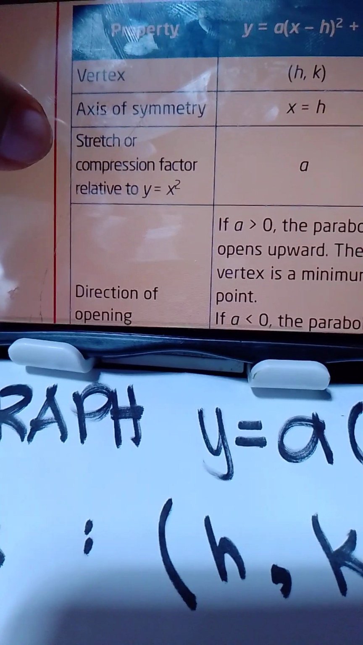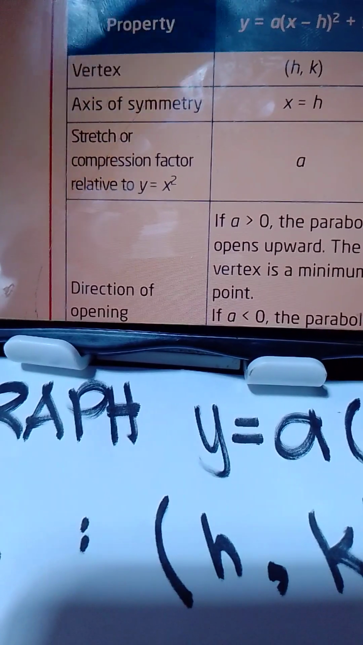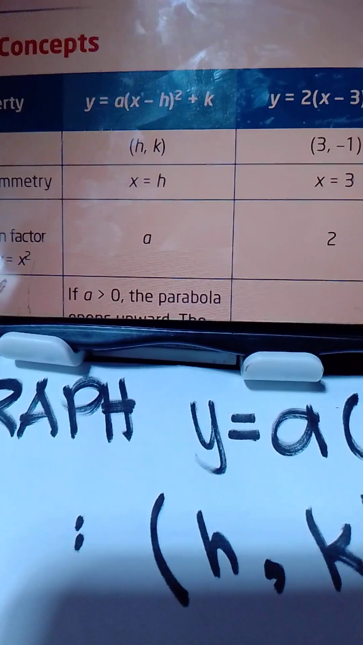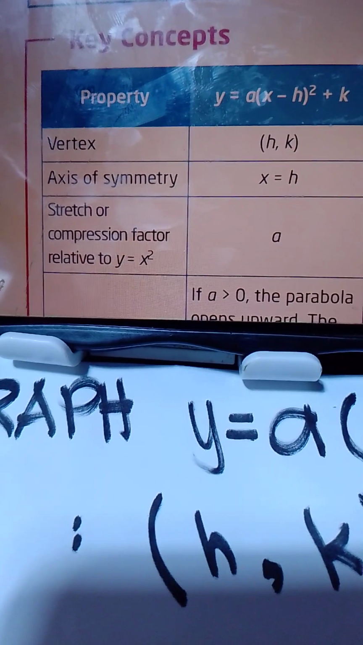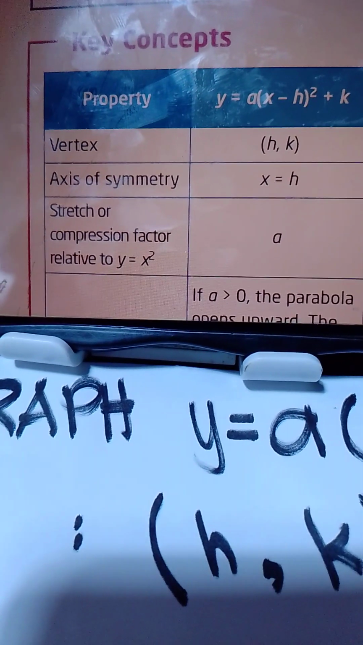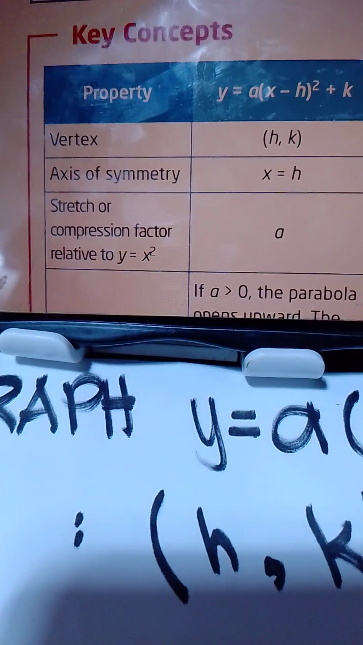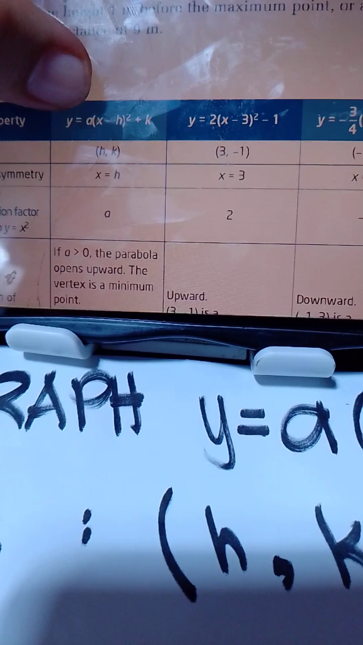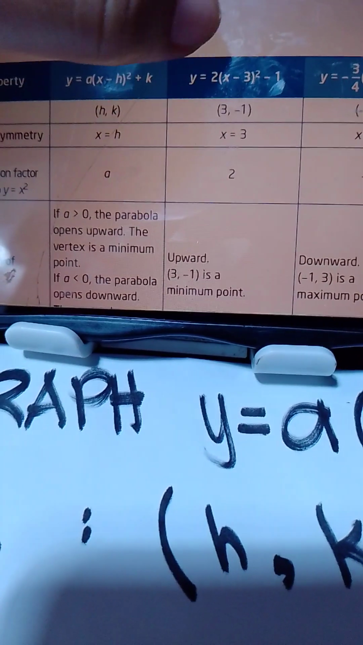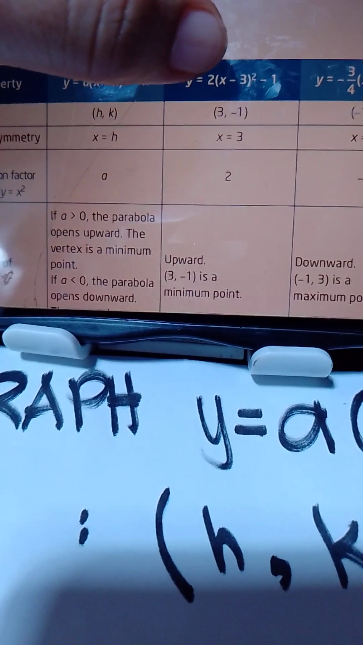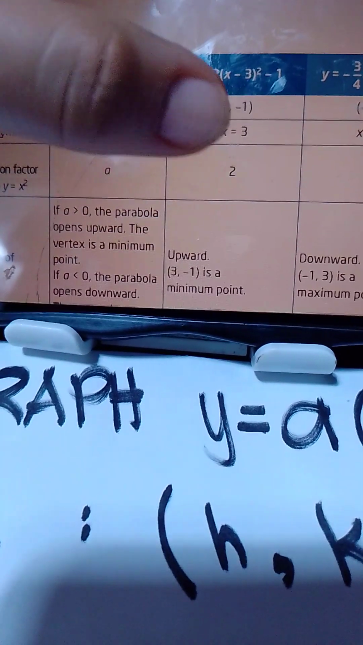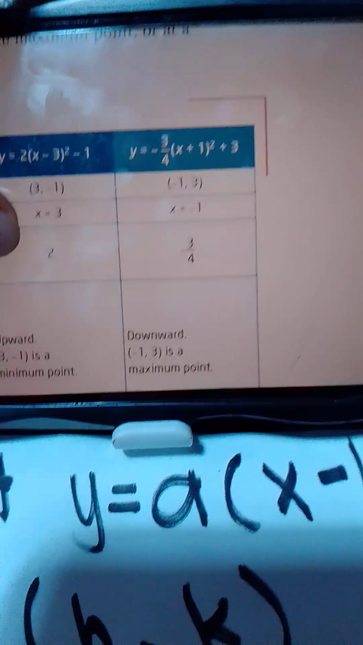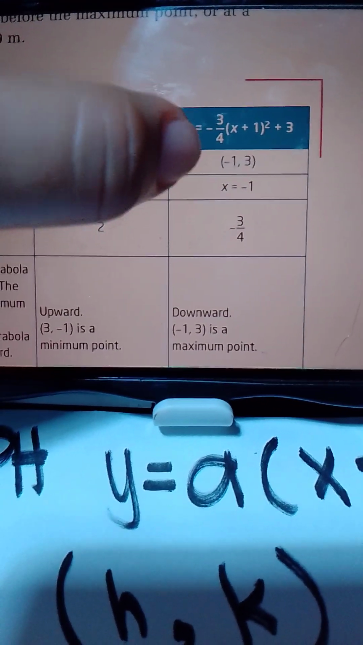Next, we have the stretch or compression factor relative to y equals x squared. Here we have a, and a refers to the stretch or compression factor relative to y equals x squared. Following the format, we can already identify our a. Our a for the first example is 2, while for our second example, we have negative 3/4.